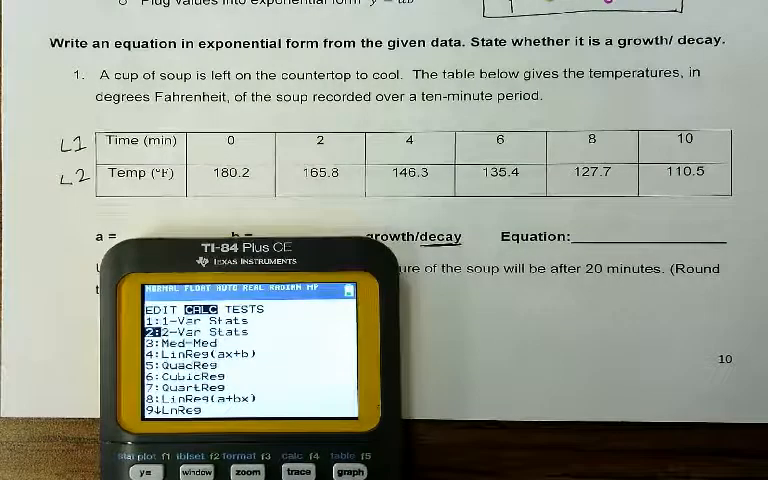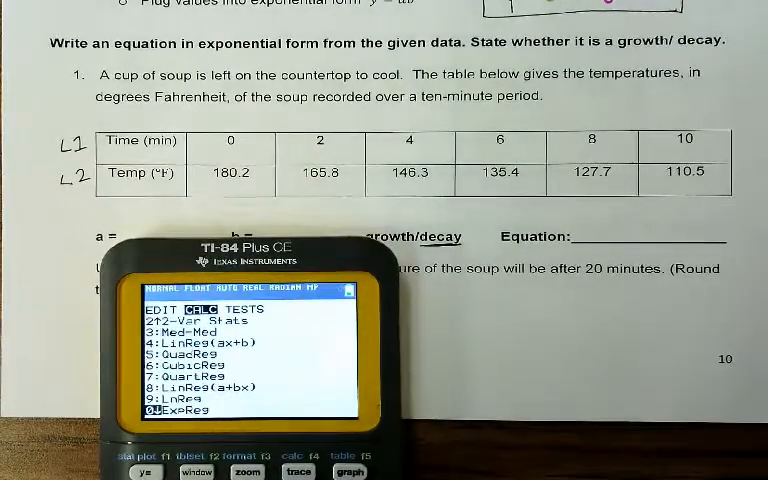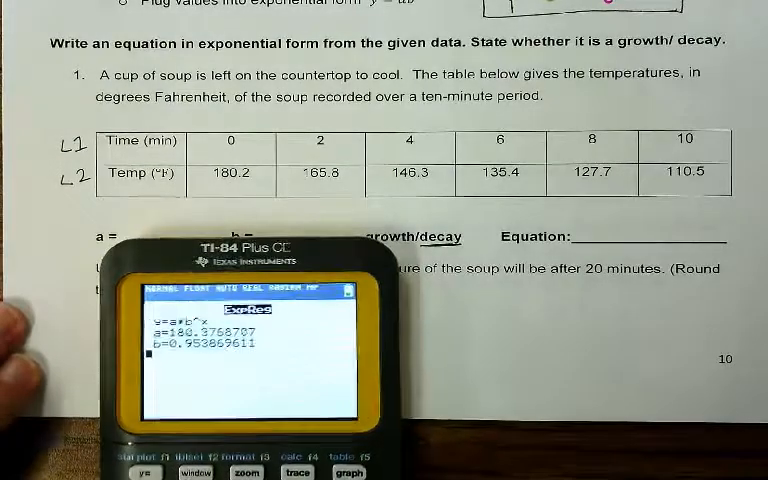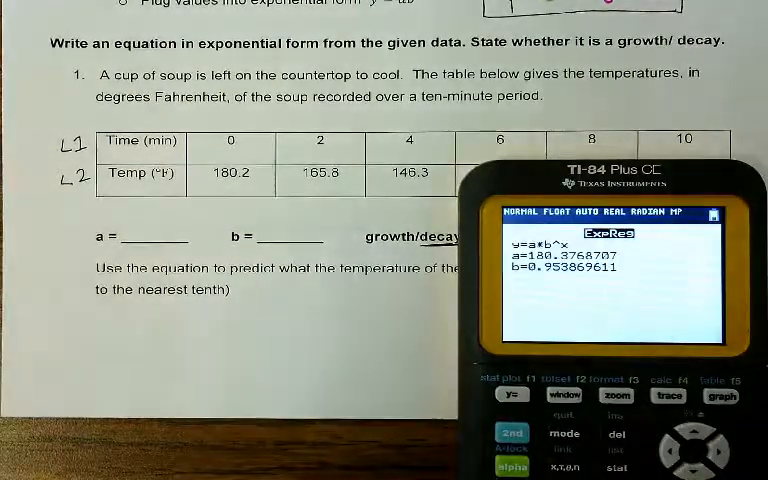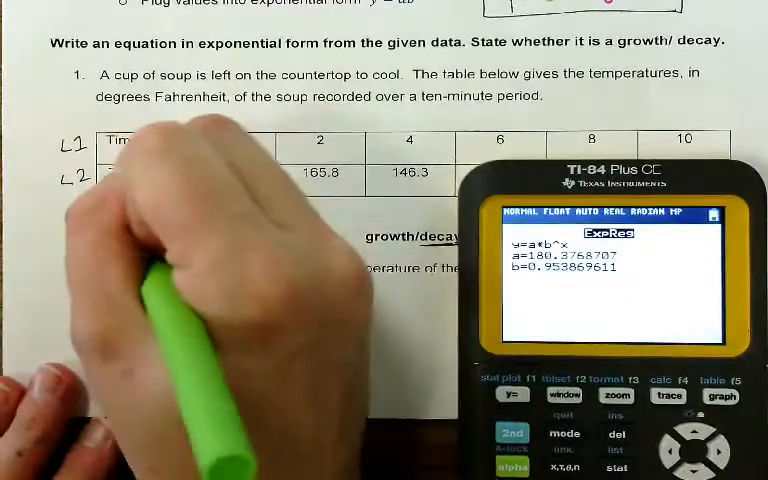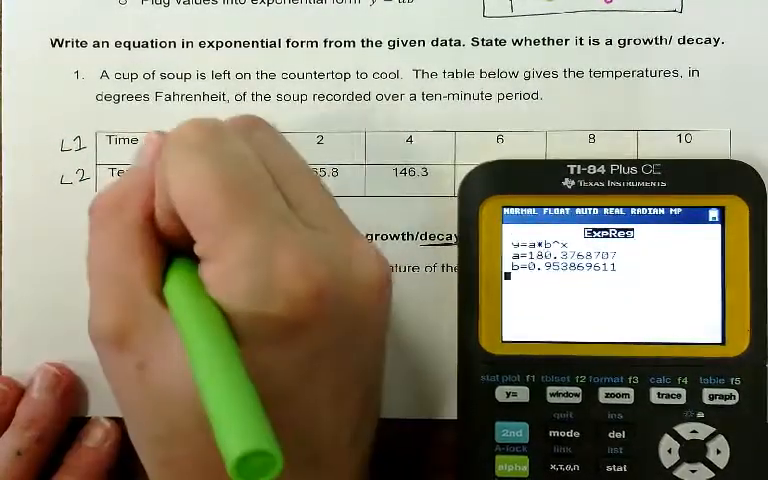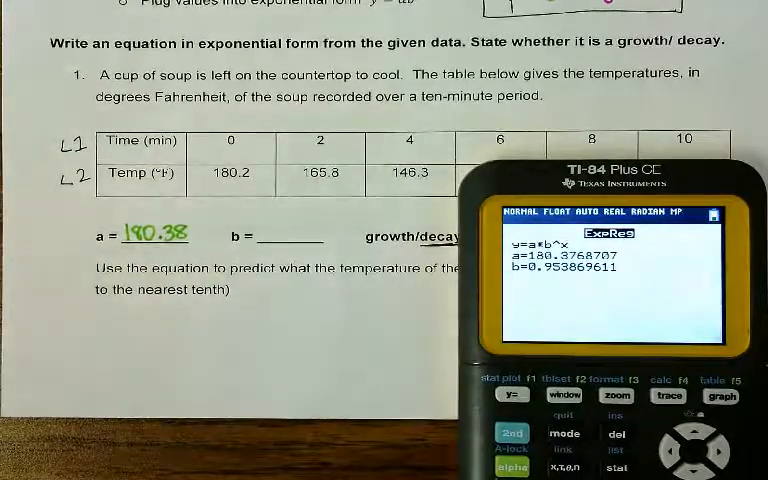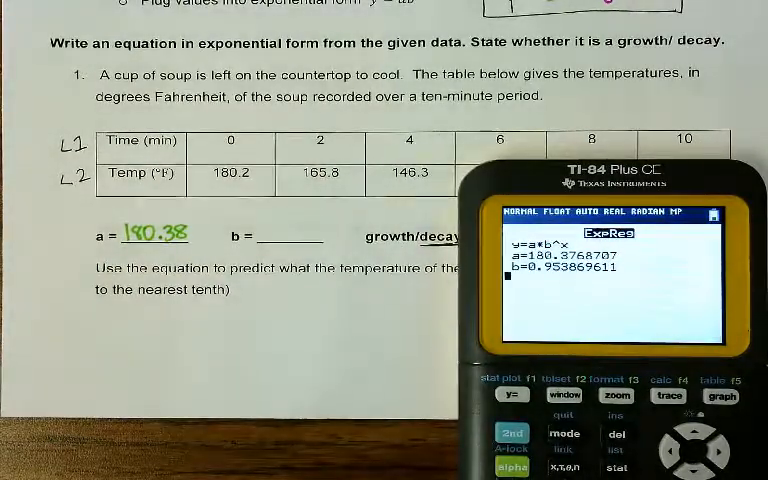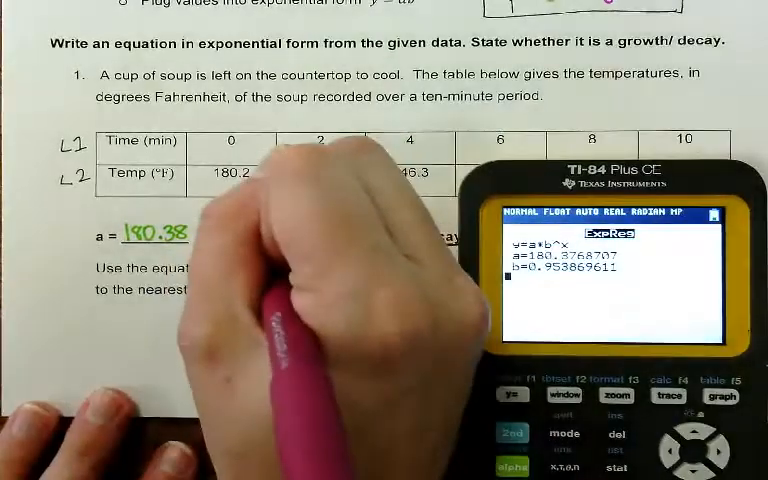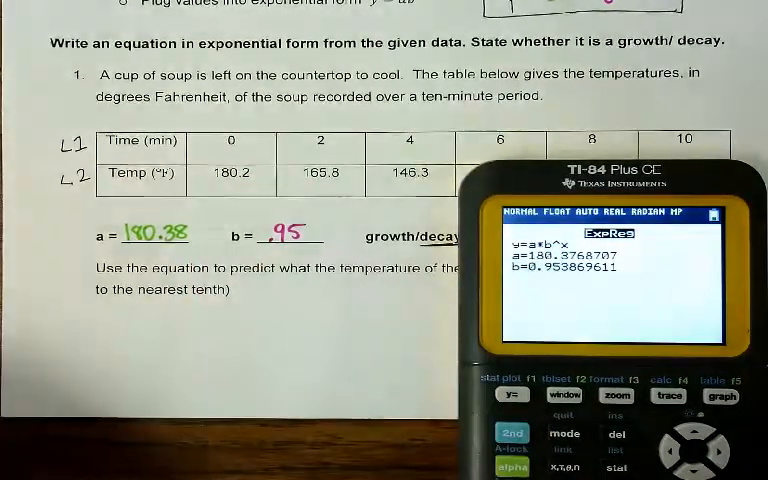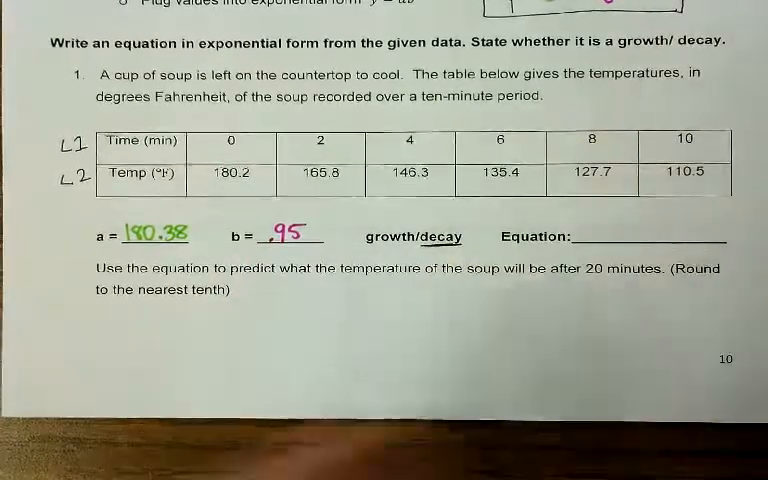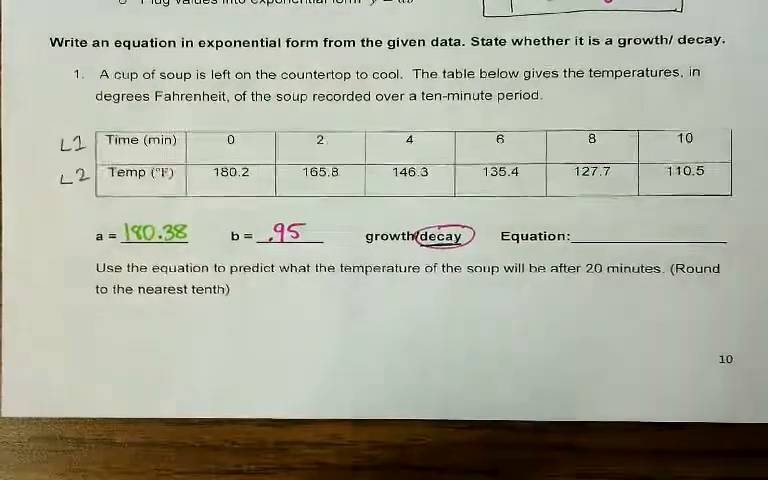Now we're going to go all the way down and find that exponential regression. We want to calculate that right here. So now my A value is 180.38. If it doesn't tell you what to round to, just round to the hundredths, 2 decimal points. Your B is 0.95. So guys, does that represent growth or decay? Were we right? We were right. It's decay because it's smaller than 1.